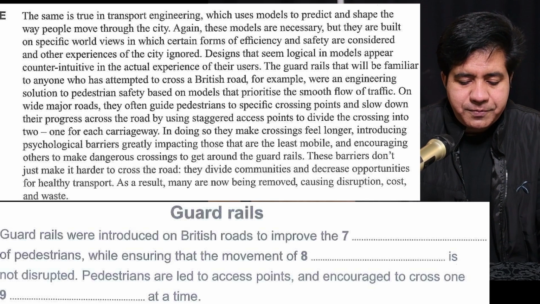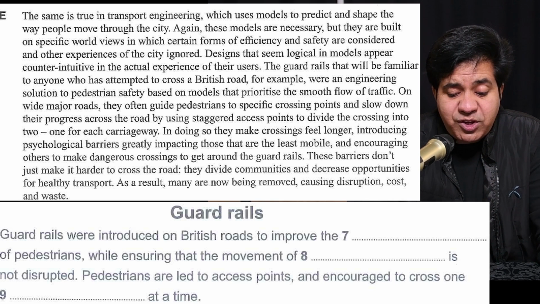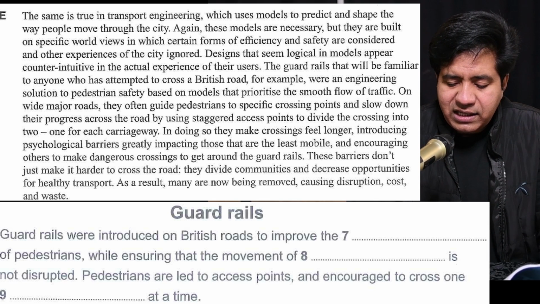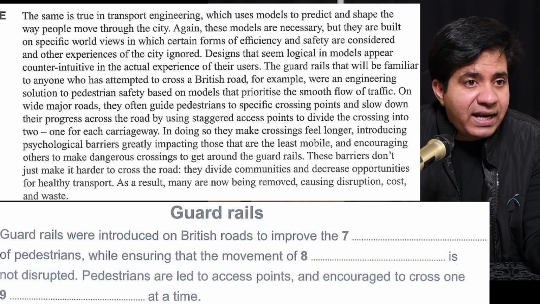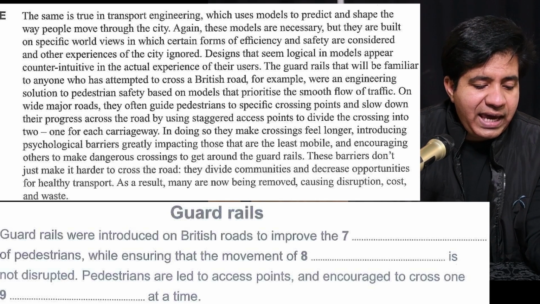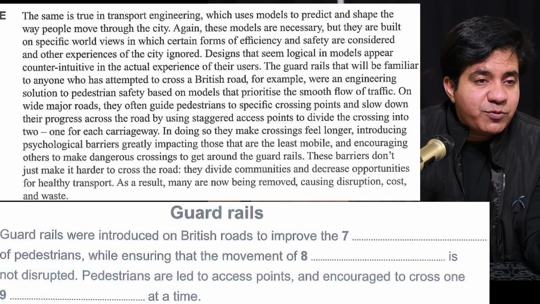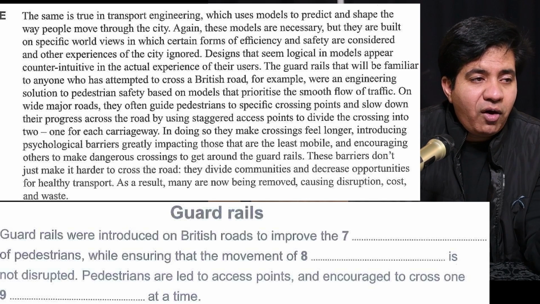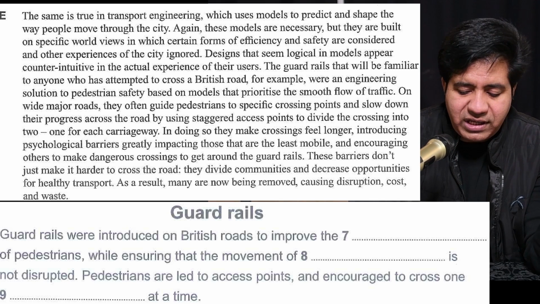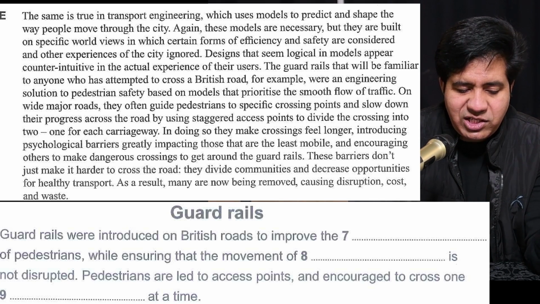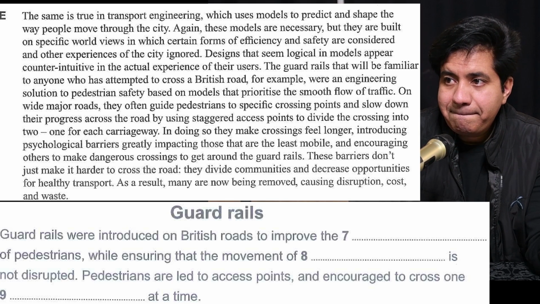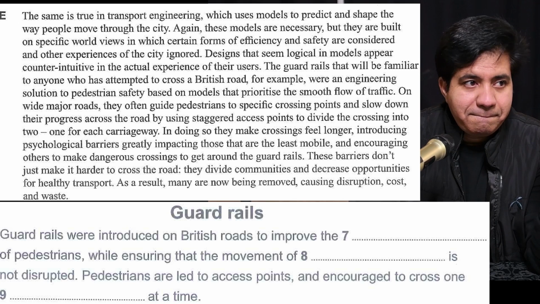Okay, let's move on. Question number 9. Pedestrians are led to access points and encouraged to cross one dash at a time. Okay, one dash at a time means one for each. Don't tell me the answer unless I ask you. Just focus, one for each. One dash at a time, one for each. Good.